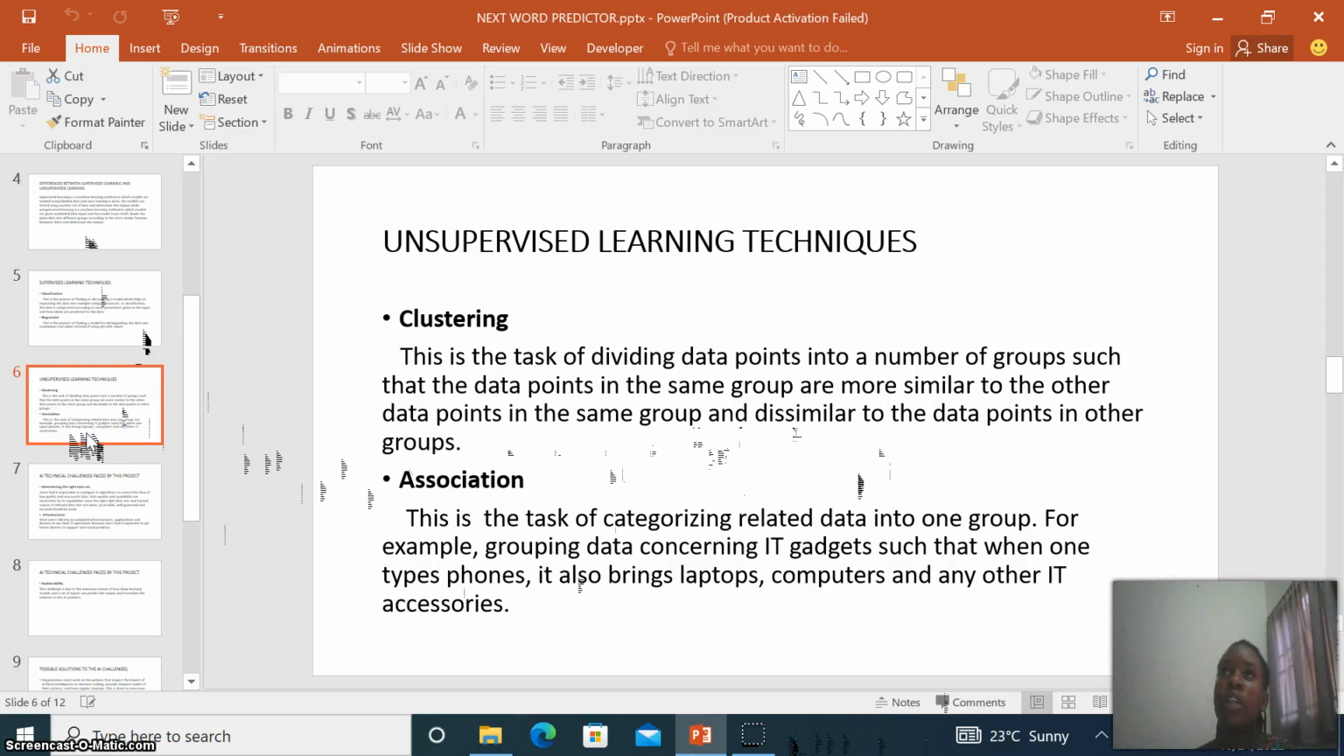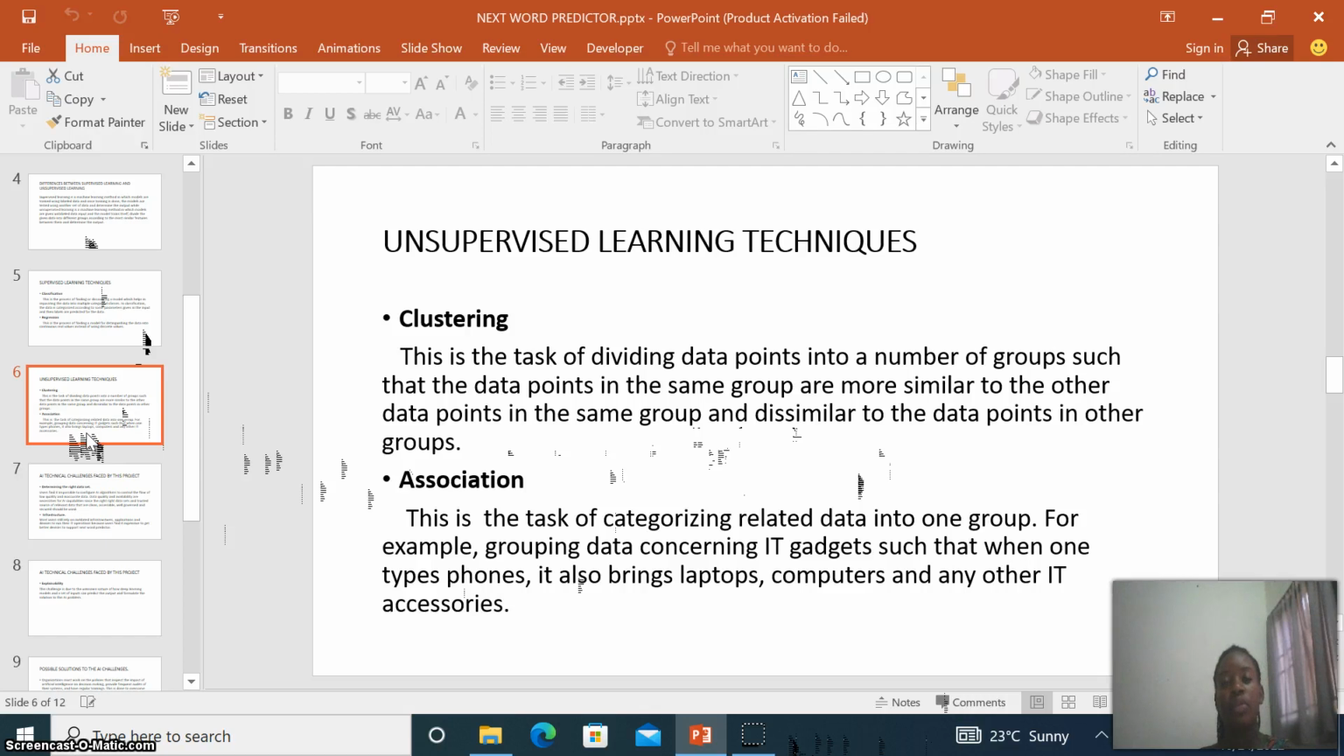So if you have data concerning fruits, let's say the shape, the color, the characteristics of fruits, it will always be grouped in that cluster of fruits. Then for animals, it will be grouped in that cluster for animals. That's clustering. Then association is the task of categorizing related data into one group.